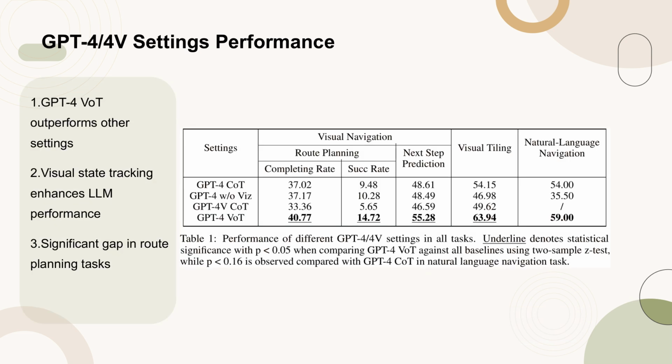Table 1 presents the performance metrics of various GPT-4/4v settings across different tasks. The data highlights that GPT-4 VOT significantly outperforms other configurations, particularly in tasks requiring visual state tracking. This improvement is evident in metrics such as completing rate and success rate, especially in route planning tasks. The table also underlines the statistical significance of these differences, with p-values less than 0.05 indicating a strong performance advantage for GPT-4 VOT over other models.